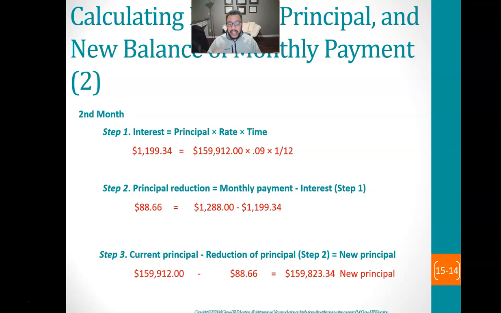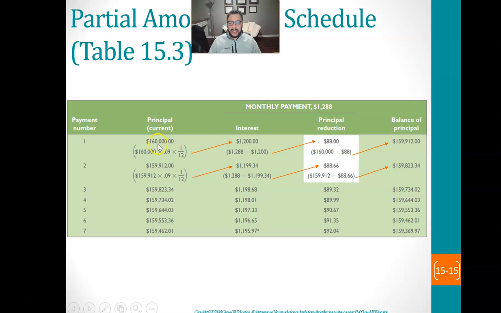So this is how it all pans out, right? We start with $160,000. The interest in that first payment is $1,200, but our payment is $1,288, so we only reduce our balance by $88. That's the new balance after the first payment. Then we reduce it by $88.66 on that second payment, right? And you see how it goes. If you look at a schedule of payments, or an amortization schedule, you'll see how it's actually reducing. You'll see how much is going towards principal, and it is a little bit more every month.